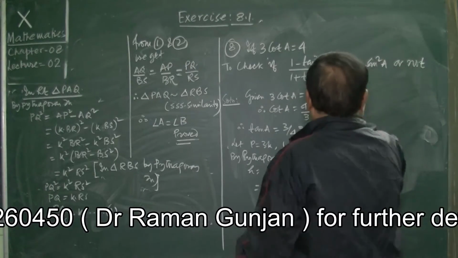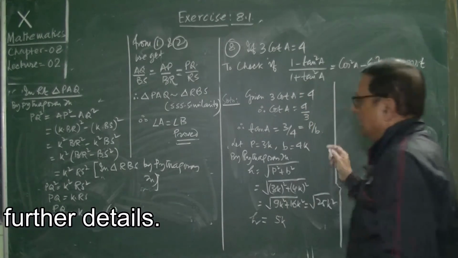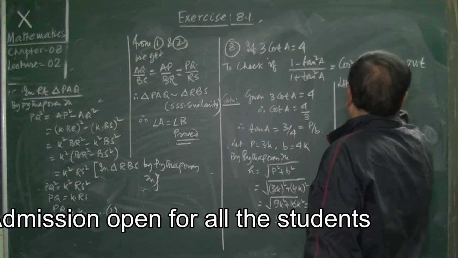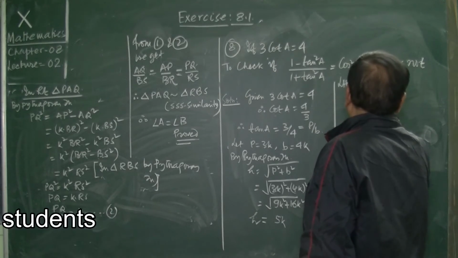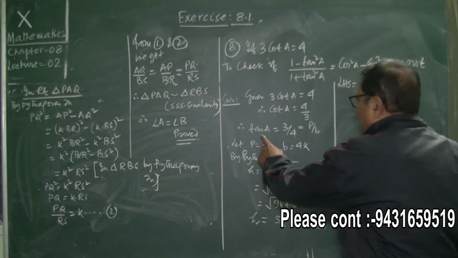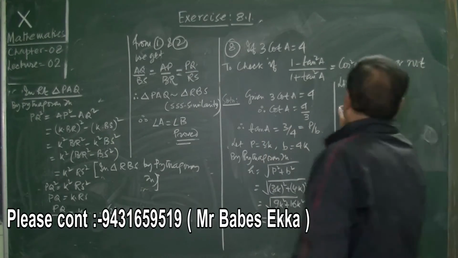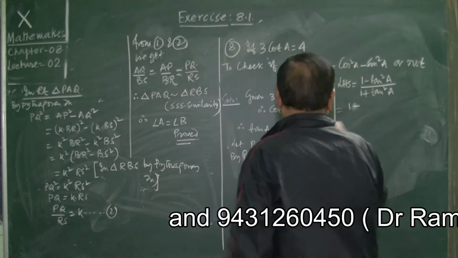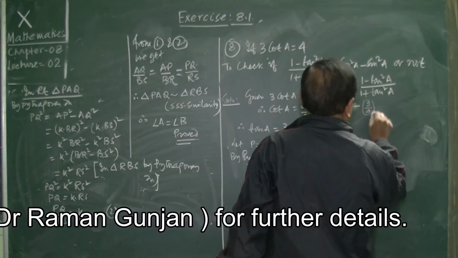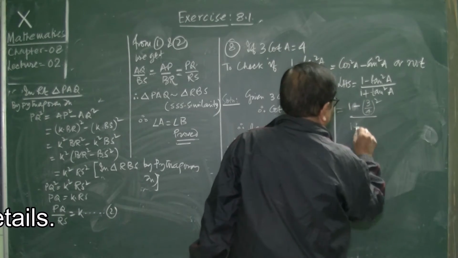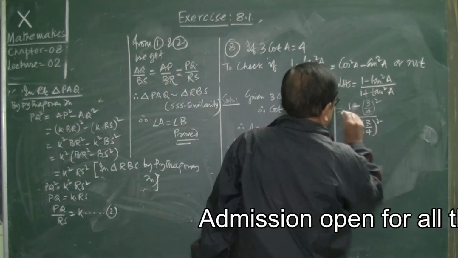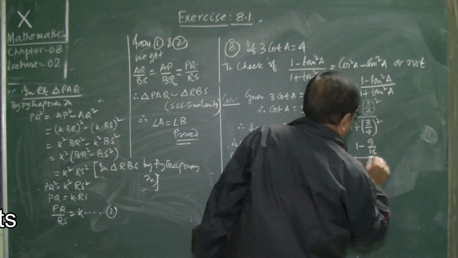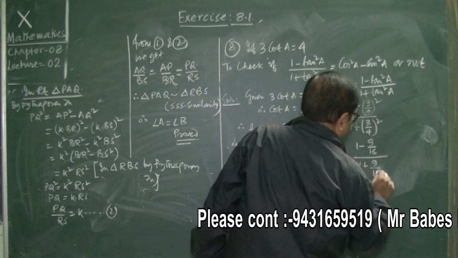Now our verification, our checking process starts over here. We will write LHS is equal to (1 minus tan square A) by (1 plus tan square A). Tan A is the value we have calculated as 3 by 4. We will put that very value: 1 minus (3 by 4) whole square by 1 plus (3 by 4) whole square, equals 1 minus 9 upon 16 upon 1 plus 9 upon 16.